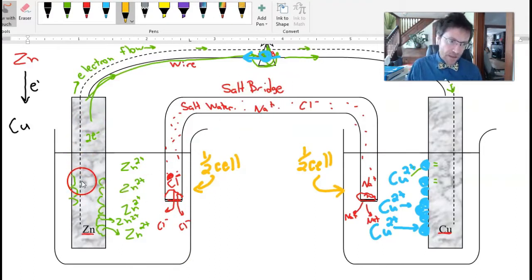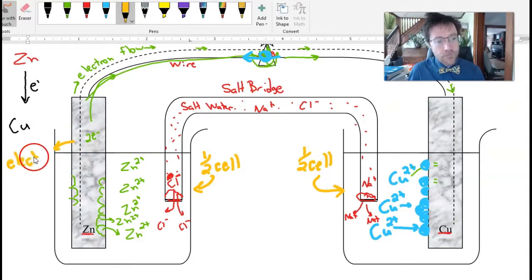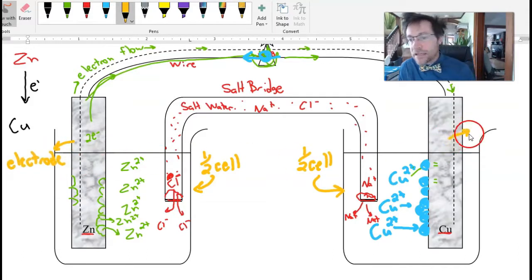Big metal hunk of thing. Man, we can't call it big metal hunk of thing. We have to come up with a good scientific name. So this has a name. It's called an electrode. And this is also an electrode.